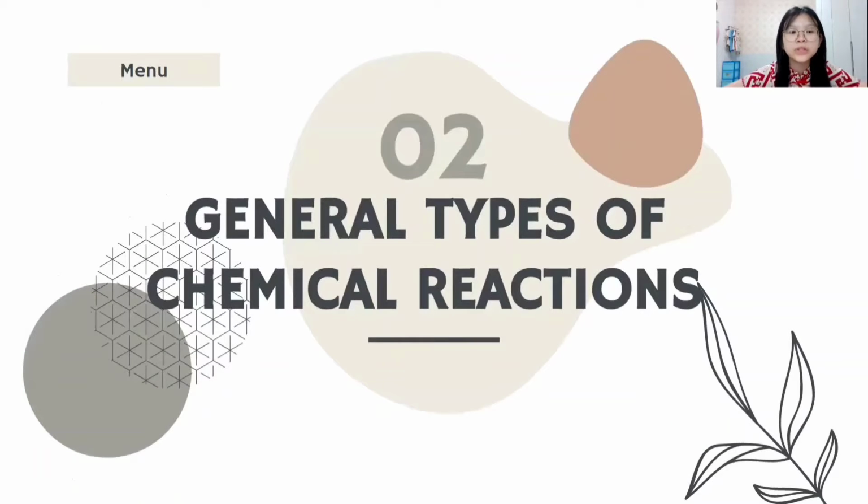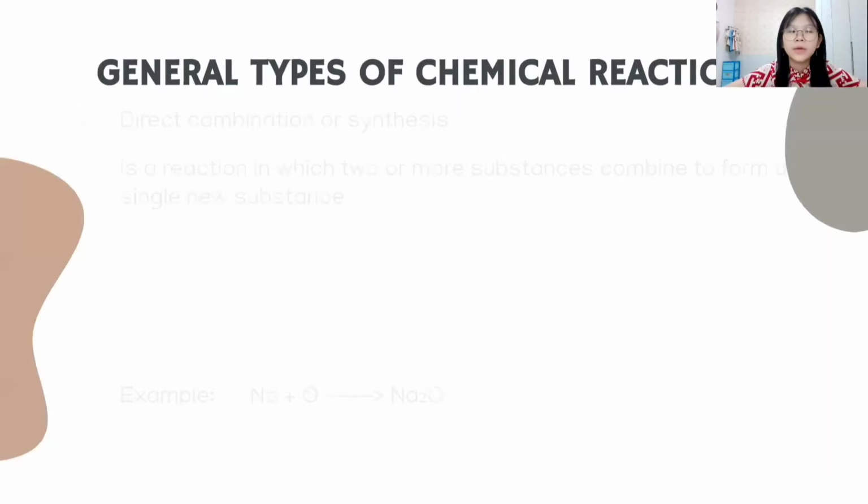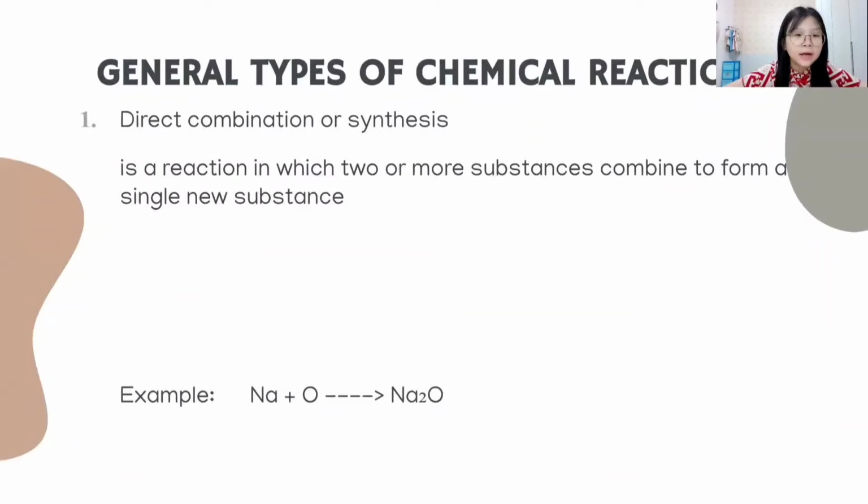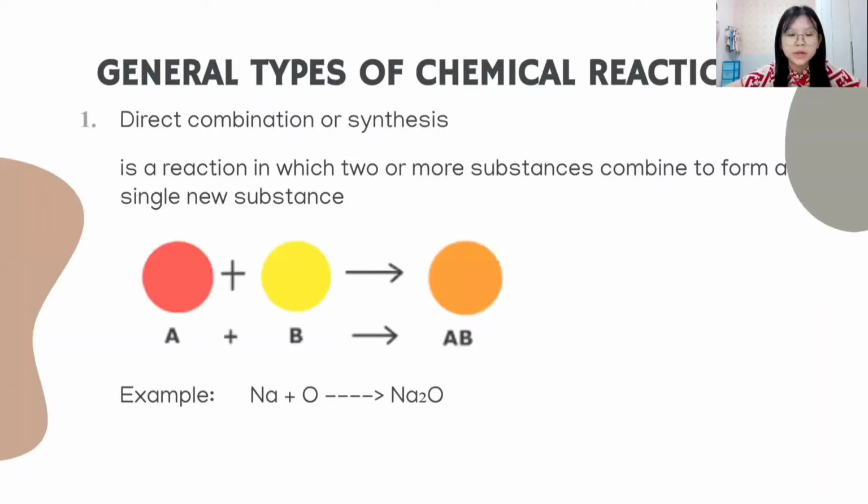Now, number 2, the general types of chemical reaction. The first one is direct combination or synthesis. It's a reaction in which 2 or more substances combine to form a single new substance. The general equation is A when reacts with B yields AB. For example, sodium when reacts with oxygen gas yields sodium oxide.